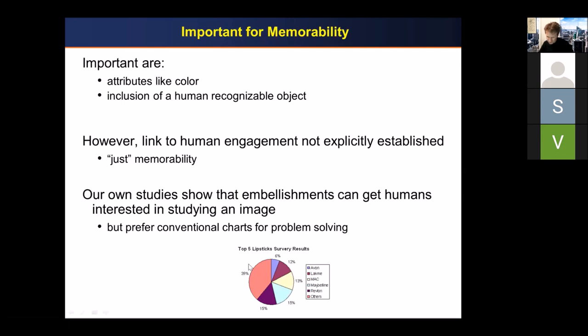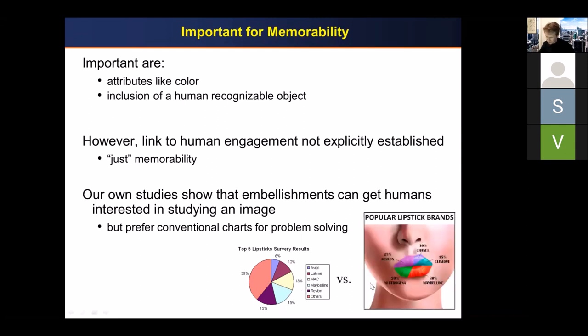For example, here is something you would put in a scientific paper: the top 5 lipstick survey results, with different colors, and a pie chart that shows how much of it each has. This is something we created, an embellished one that also shows a pie chart, but there's a human face on it, and the lipstick, because it's about lipsticks. The lip is the carrier of the data. Basically the same thing happens here: this is a pie chart, slightly distorted, but we optimized it to limit the distortion, and you can still get the same message.